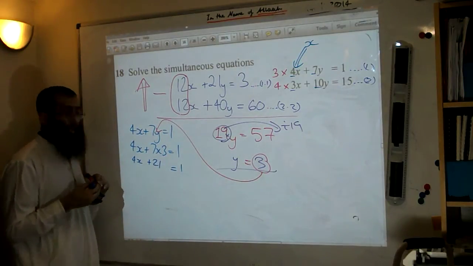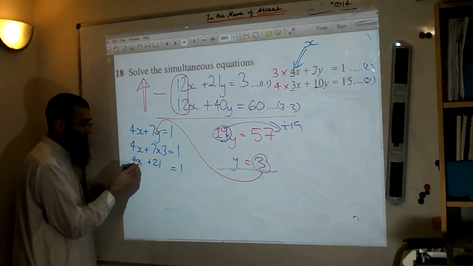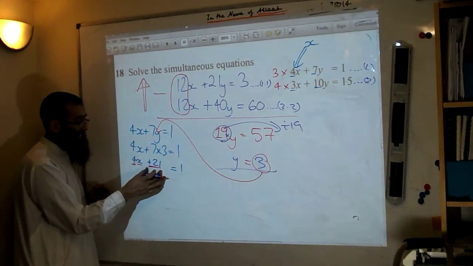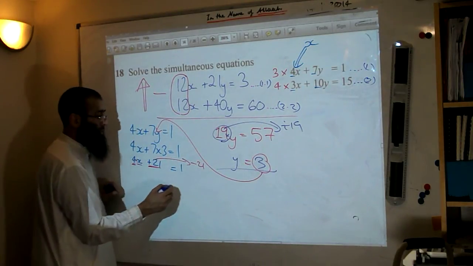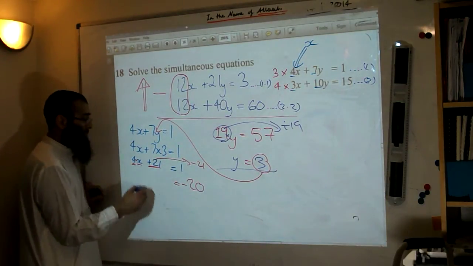Now, we need to work out the value of x, we need to solve it. So x has first of all been times by 4. And then it's been added by 21. So that's the second action, that's the first action. Opposite of add 21 is minus 21. So 1 take away 21 is minus 20.